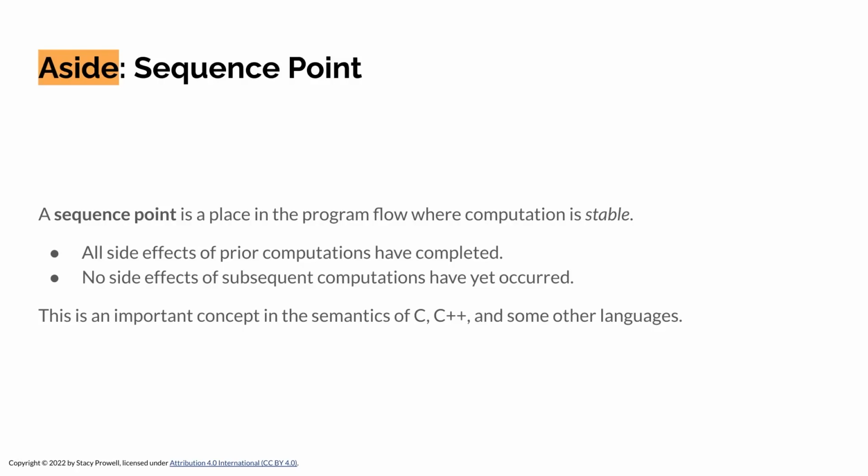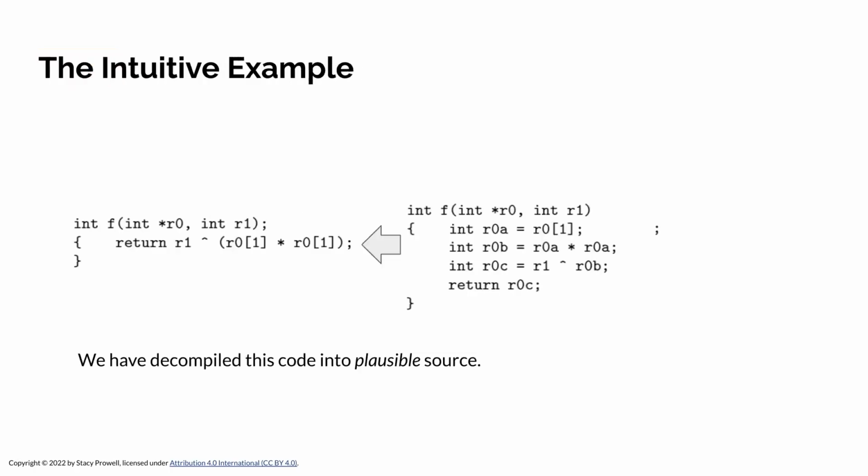And those occur in C. They are usually where you have a comma or a semicolon. Now, in reality, the processor is always doing things in parallel as much as it can. So side effects for a prior computation may still be going on, and side effects for subsequent ones may be happening at the processor level all the time. But in terms of the language interpretation, we want the language to function as if this is true. All right.